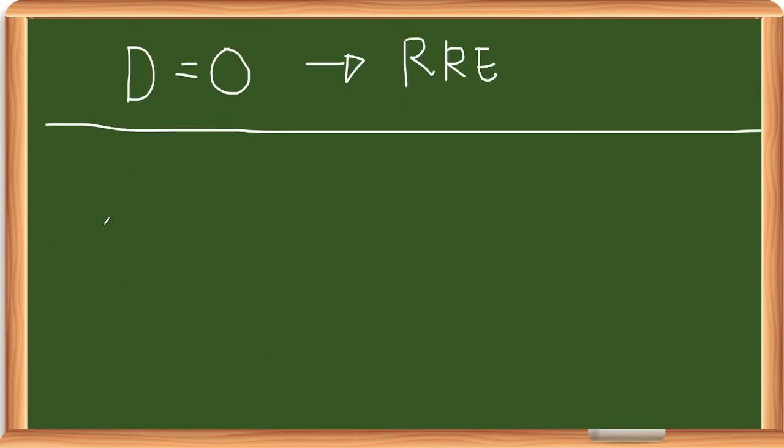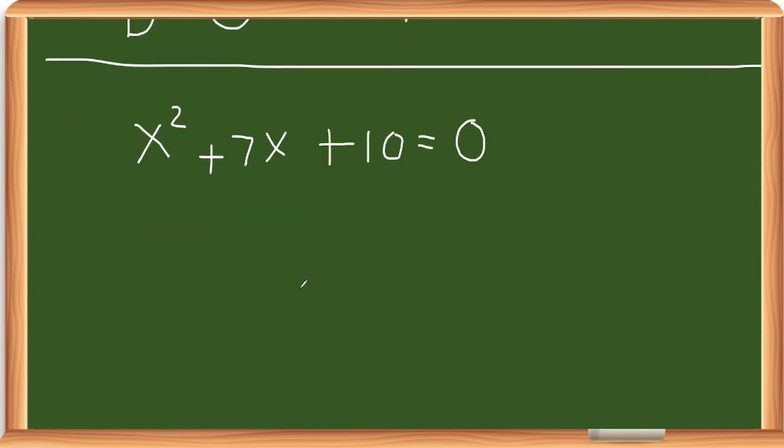Okay, papaano naman kung we have another equation here? For example, we have x squared plus 7x plus 10 is equal to 0. Once again, naka-standard form of quadratic equation na siya. So, pwedeng-pwede nyo nang makuha agad yung A, which is equal to 1. Your B is equal to 7. And your C is equal to 10.